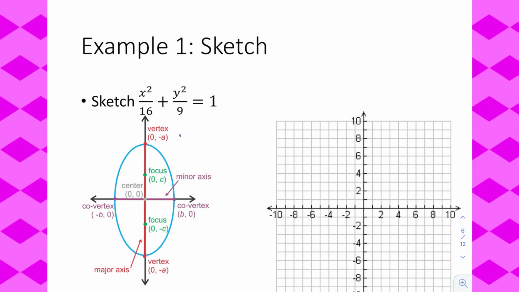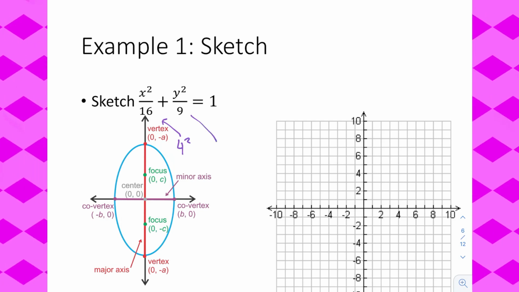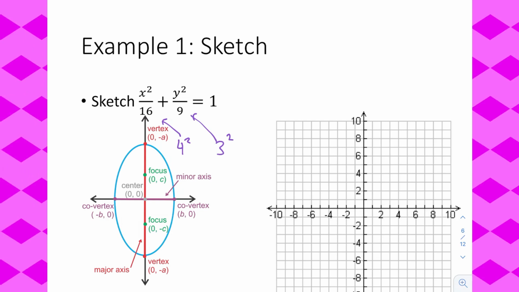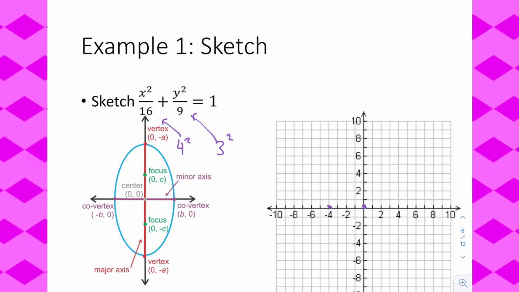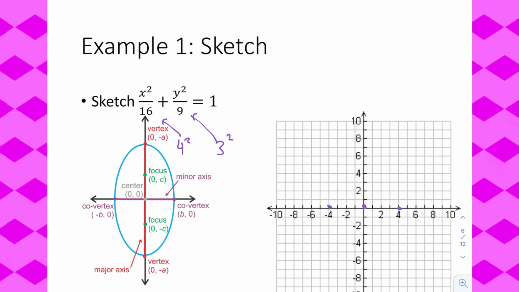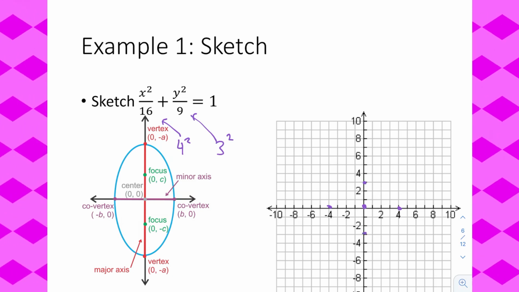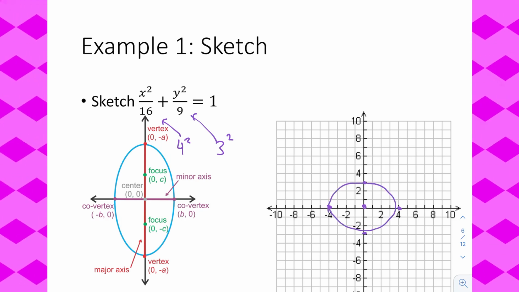So let's sketch one. x squared over 16 plus y squared over 9 equals 1. It's important that it always equals 1. But that 16 tells us our radius in the x direction is 4. And the 9 tells us our radius in the y direction is 3. So I'll start at 0, 0. I'll go left and right 4, but I'll only go up and down 3. And then we'll draw our rough ellipse.